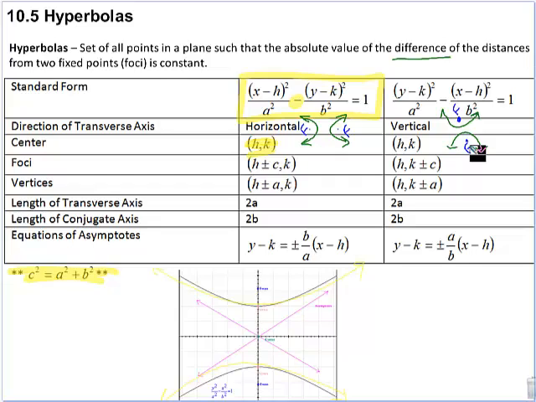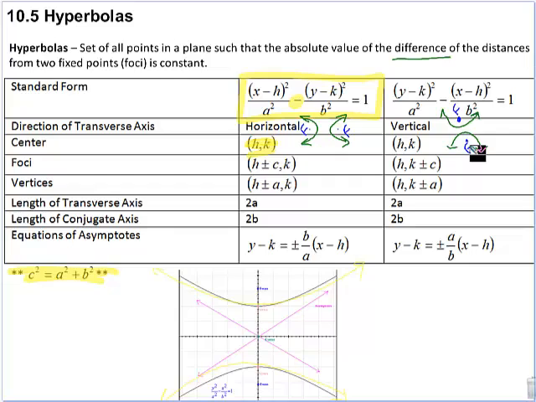You have to add the c to the h, and you also have to subtract the c from the h? Yeah, because we have two values. So we would add it to get this focus point on the right, and then we would subtract it to get the focus on the left. So we'd both add and subtract the c. Same thing we did for ellipses. We added and subtracted the c.